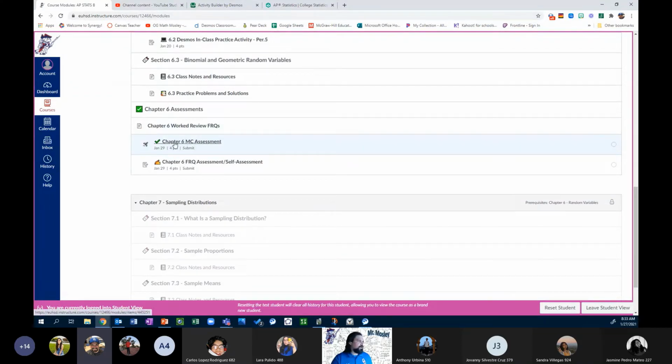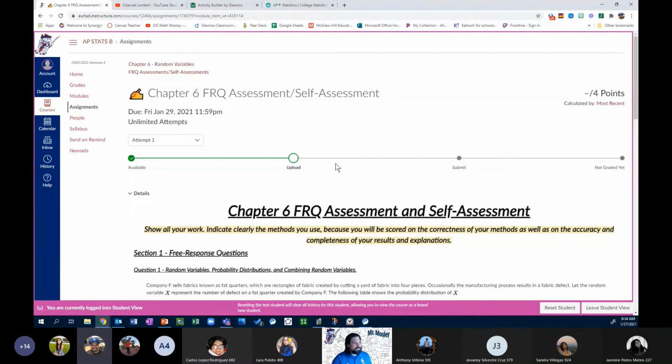And lastly, we have our multiple choice questions and then the free response question. I don't remember if I went over this with you guys. This does look slightly different than how we did the free response and self-assessment last semester. I've set it up as an assignment rather than a quiz. This is to give you multiple ways of submitting based on what you're most comfortable doing.